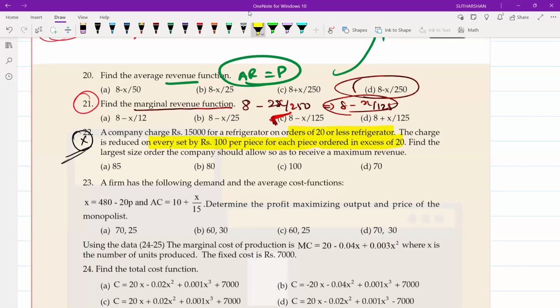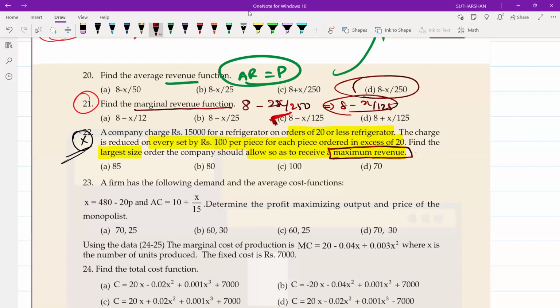Find the largest size order the company should allow so as to receive a maximum revenue. Maximum revenue we already studied. We will do the differentiation process for maximum revenue. First, for the first derivative, we will put it equal to 0. Everything we will do.